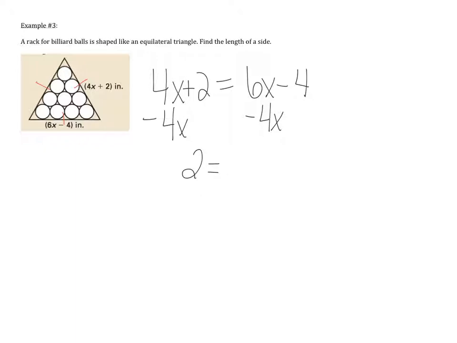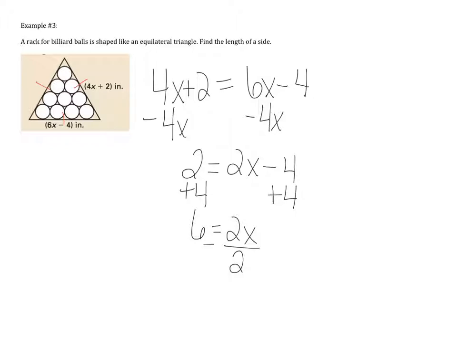I'm going to subtract the 4x so I can keep this side positive. So 6x minus 4x is 2x. And then I'm going to go ahead and add the 4 to get 6 equals 2x. Divide both sides by 2, and we get x equals 3. Remember, it's asking for the length of a side.